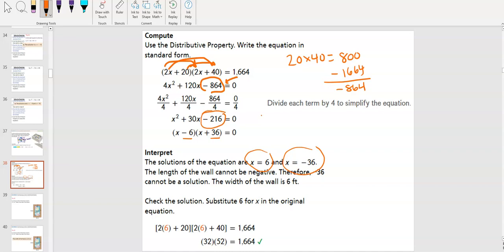However, we are looking at the width of a wall. Can the width of a wall be negative 36 feet wide? No. So this solution here is not reasonable because we're dealing with a real world situation. So the width of the wall has to be 6 feet. So they substituted it in and checked to see if they're right, and they are.